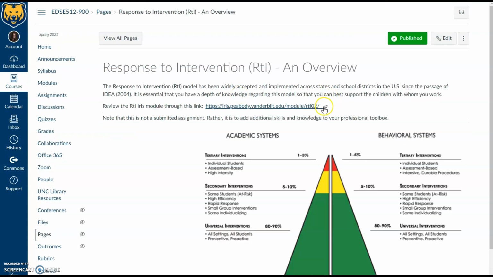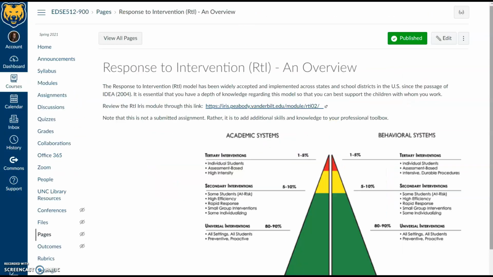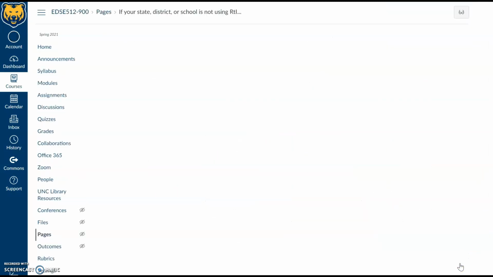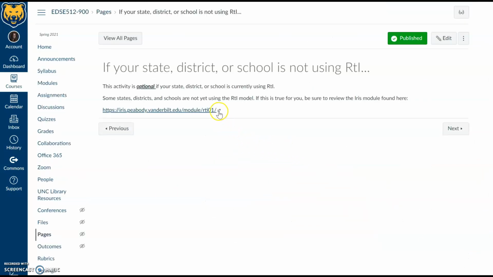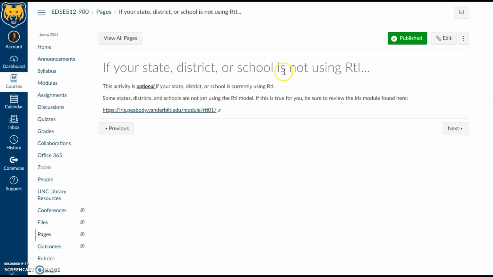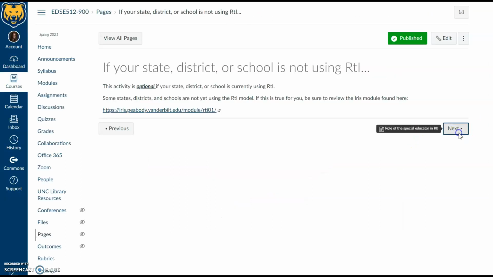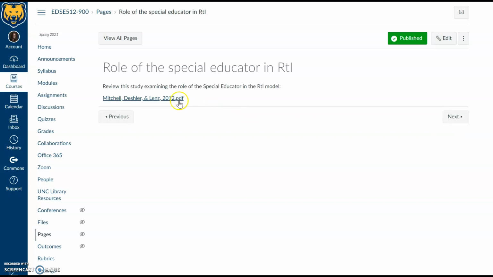And back to this page, there is an IRIS module for you to browse. I strongly encourage you to complete this. It is for your own learning, so there's not a required submission related to the IRIS module, but they can be very helpful for your review. This is an activity that you can take a look at if response to intervention is not being implemented with fidelity in your setting. And so it is an overview just to help you to gather the main ideas. Honestly, it wouldn't hurt to do this one regardless of who you are. So the link is provided there as well.